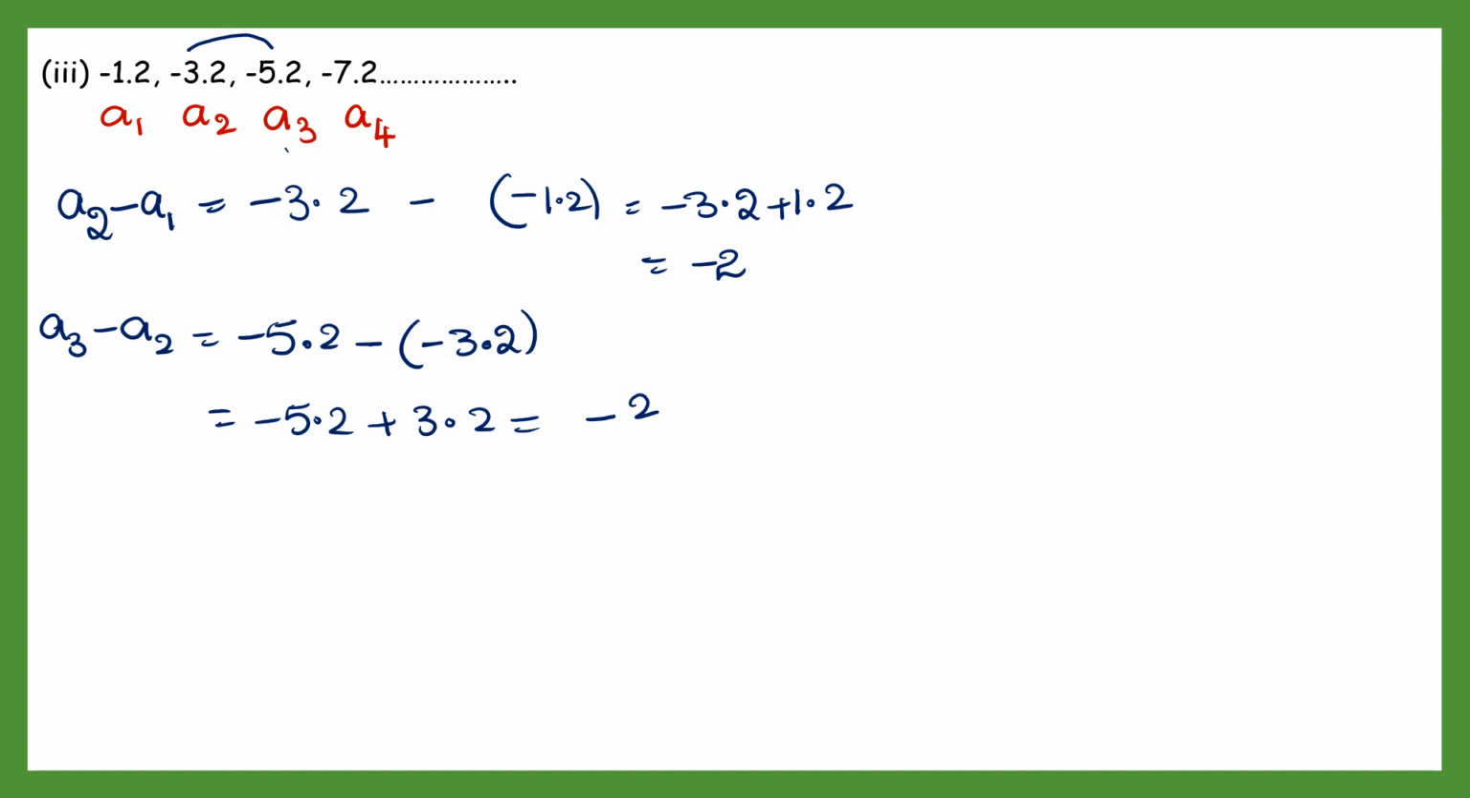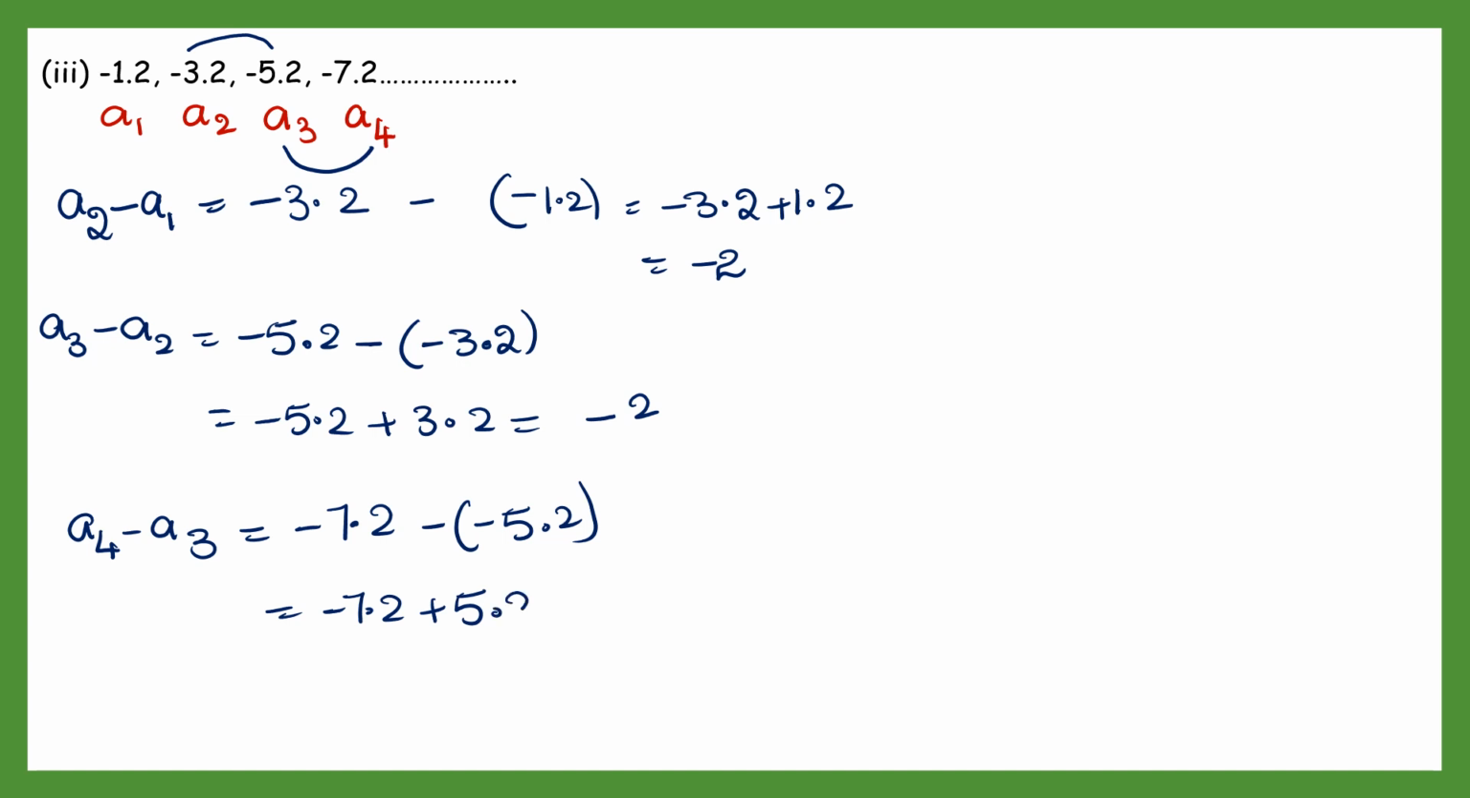Next, another set is A3 and A4, another set of consecutive terms. So let's find A4 minus A3, the difference between consecutive terms. Minus 7.2 minus of minus 5.2. We get minus 7.2 plus 5.2. So minus 2. If you observe, the difference between consecutive terms is always minus 2. So you got common difference D as minus 2.